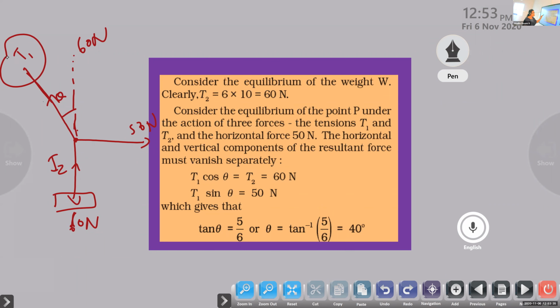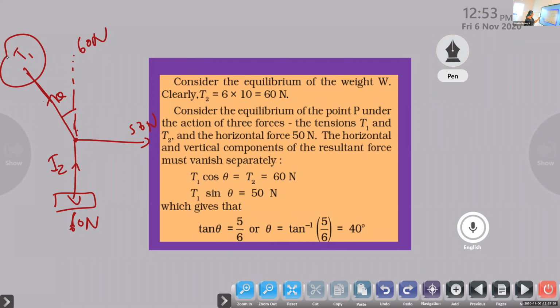X component is given as 50 Newton and y component, it's not given, but down it is given 60 Newton. According to the equilibrium condition, if this is 60 Newton, there is an equal in magnitude of forces acting in opposite direction.